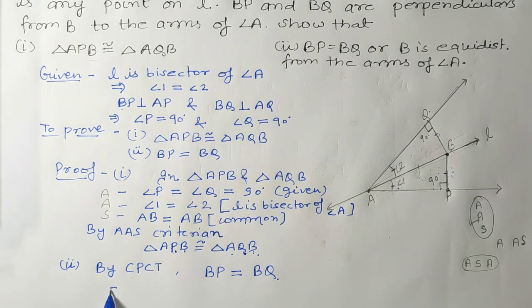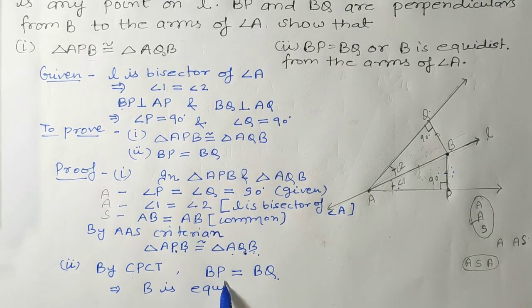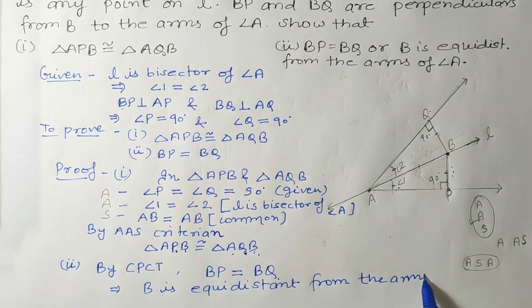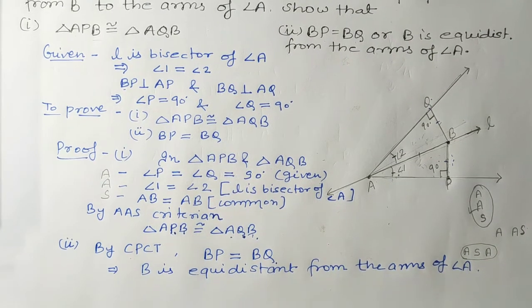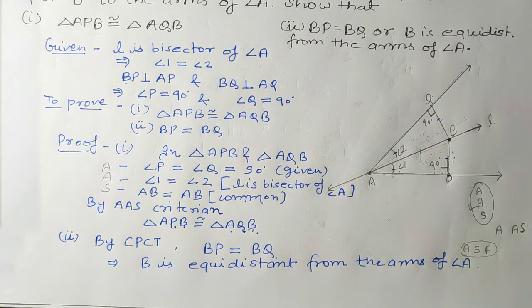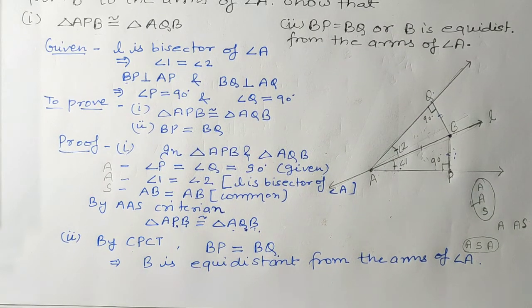So this we can also write that B is equidistant. Equidistant means at equal distance. Okay, equidistant from the arms of angle A. Okay students, so this is the solution of this question. We have proved it by the method of angle side. Okay, so just pause the video and note it down.